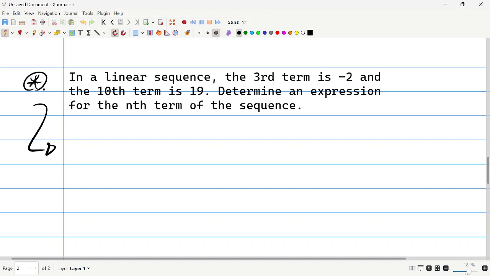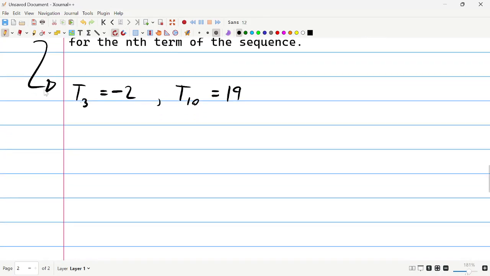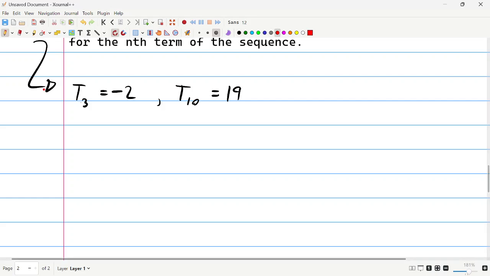So we basically just need to find out what Tn is equal to for the specific sequence that they're describing. But the only information we're given is the third term is negative 2, so T3 is equal to negative 2. And we are told that T10, which is the 10th term, is going to be 19. But my question to you is, in general, we know that Tn is equal to A plus n minus 1 into D.